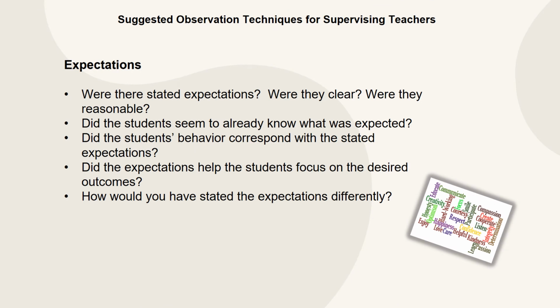Suggested observation techniques for supervising teachers around expectations. Were there stated expectations? Were they clear? Were they reasonable? Did the student seem to already know what was expected? Did the student's behavior correspond with stated expectations? Did the expectations help the student focus on the desired outcomes? How would you have stated the expectations differently?